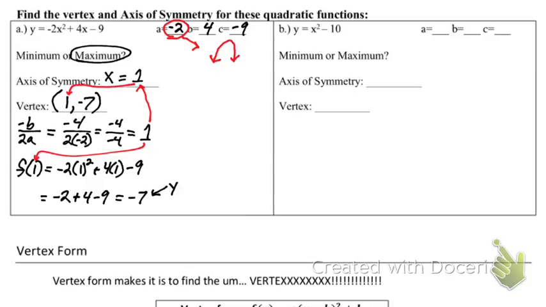But you couldn't do any of that without knowing negative b over 2a. So you have to know negative b over 2a. Otherwise, there's just a cascade of points gone.